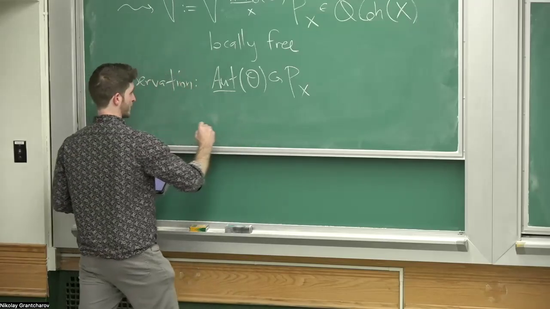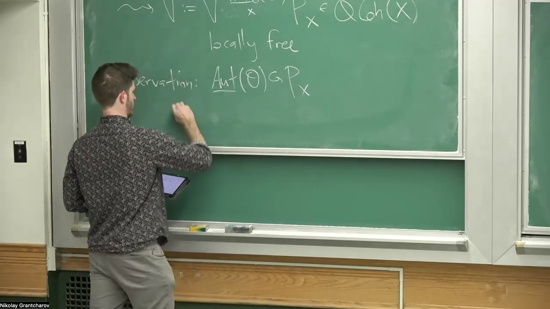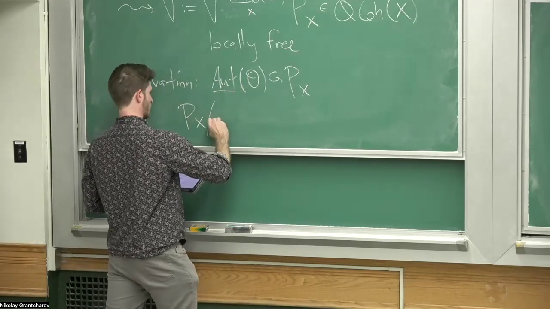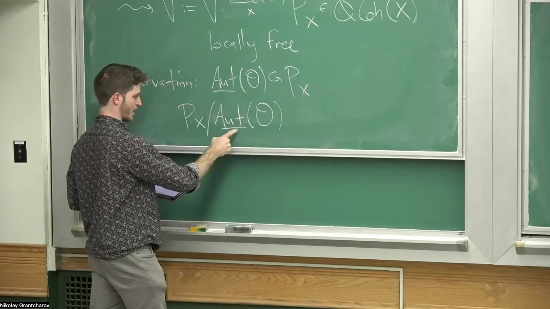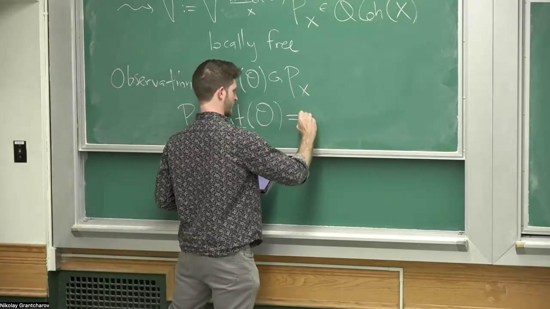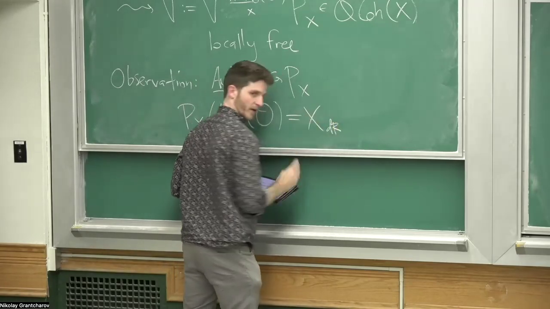So instead, what happens is that if I take the quotient by the action of the entire automorphism group, if I quotient by Aut_0, I get X. If I quotient by the entire automorphism group, I get what's called the de Rham stack of X.